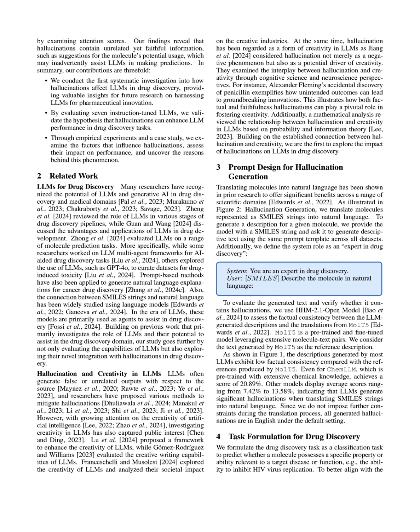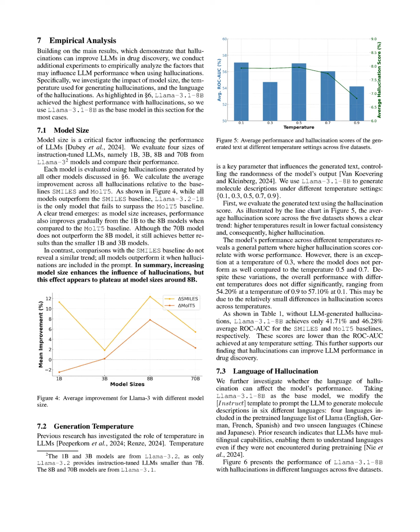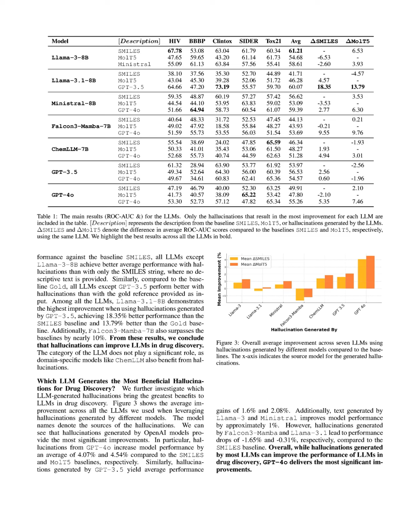Our experiments demonstrated that hallucinations significantly enhance the performance of LLMs in drug discovery tasks. Specifically, LLaMA 3.1 8B achieved a 35% improvement in ROC-AUC compared to the SMILES baseline and a 13.79% improvement over the MolT5 baseline when utilizing hallucinations generated by GPT-3.5. Additionally, hallucinations from GPT-4o provided the most substantial average performance gains across models, with increases of 4.07% and 4.54% compared to the SMILES and MolT5 baselines respectively.